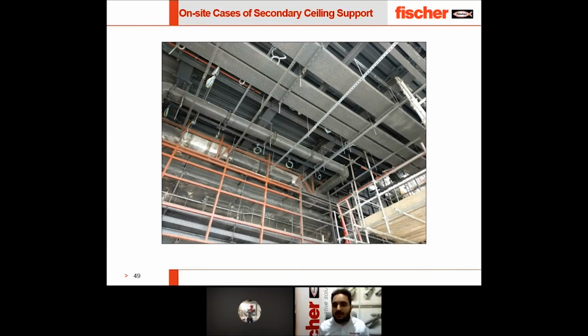How do you control vibration? Do you have a vibration insulator? Yes, Fischer has a vibration insulator, and in this case, honestly, they didn't take it from us. They took it from another supplier for this vibration isolator.